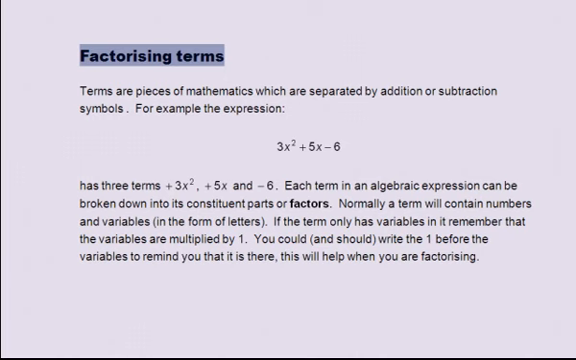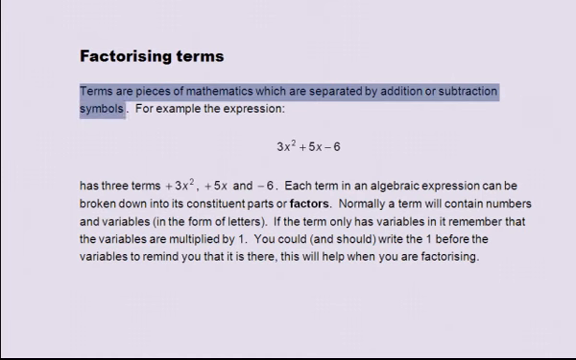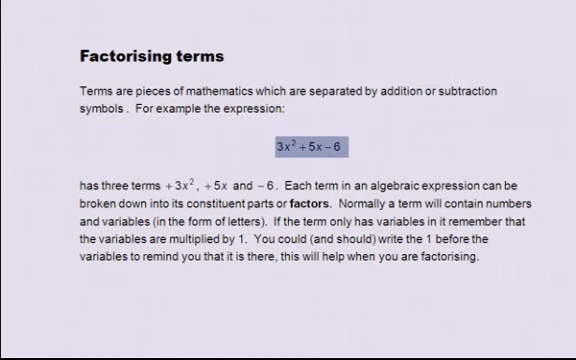Factorising terms. Terms are pieces of mathematics which are separated by addition or subtraction symbols. For example, the expression 3x squared plus 5x minus 6 has three terms: plus 3x squared, plus 5x, and minus 6.